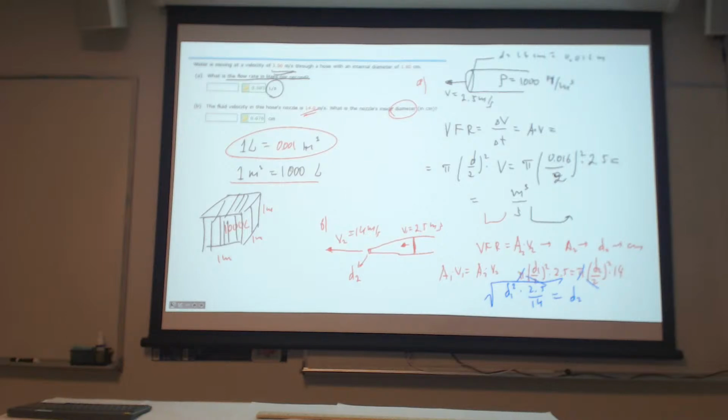Wait, so you mean I don't have to change anything? If you do it this way, you don't have to use any conversions. You get the result automatically in centimeters. Whatever unit you choose for the first diameter will be automatically the unit for the second diameter. Got it. So basically it's d1 times the square root of 2.5 over 14. This is your coefficient.